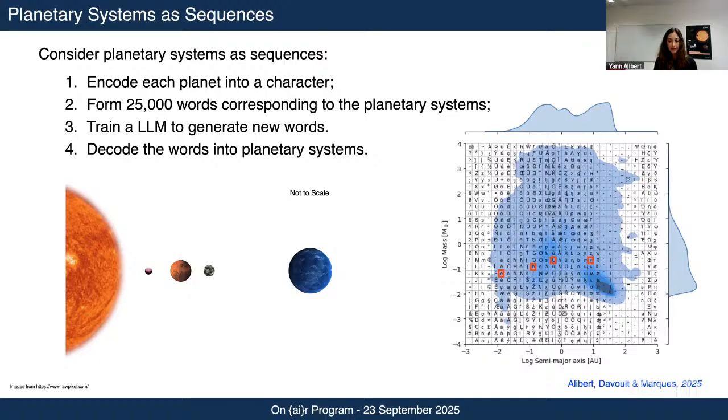Then the second planet is a little bit bigger in mass, so it will be a little bit above, and it will be farther away from the star, so it will correspond to a B. The third one, and so on, and then you can create a word. So this planetary system composed of 4 planets would be called a brie, because we like French in here.